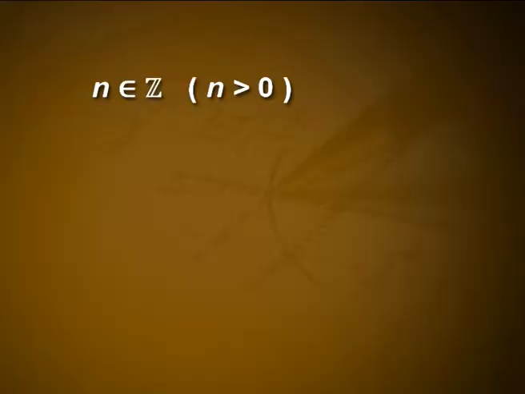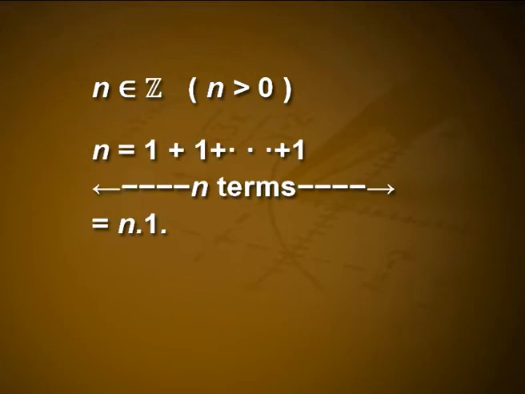An example: show that the group Z with the operation plus is cyclic with the generator 1. Solution: the identity element is 0 and the inverse of the element 1 is minus 1. For any element n in Z where n is greater than 0, we have n is equal to 1 plus etc. plus 1, n times, which is equal to n into 1.